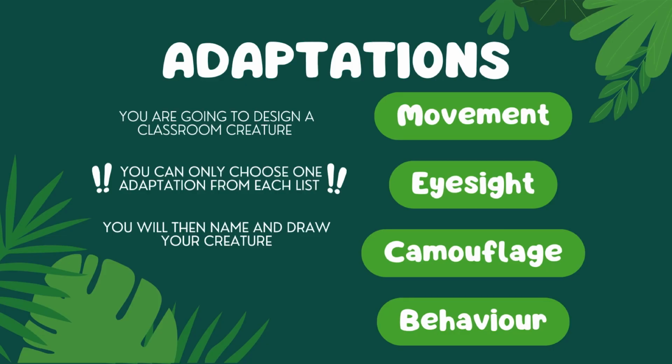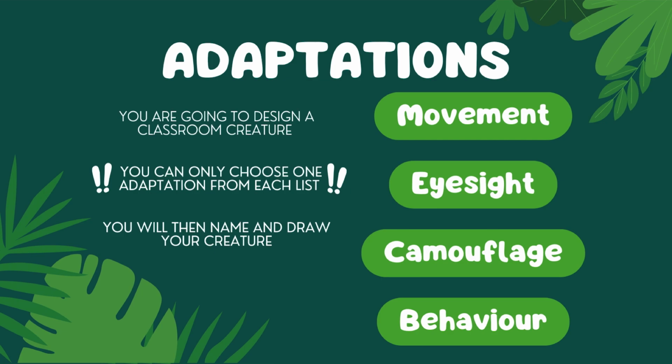So for today's main activity, we're going to design and create some of your very own classroom creatures. In the next few slides, you're going to choose one adaptation from each list of potential ones, and these will focus on your creature's movement, eyesight, camouflage, and behaviour. Then you'll get to name and draw your creature.